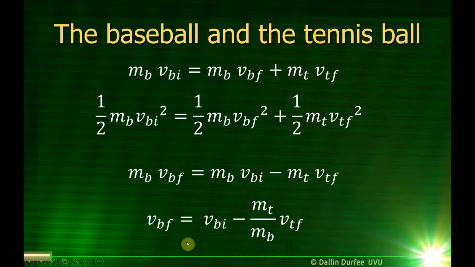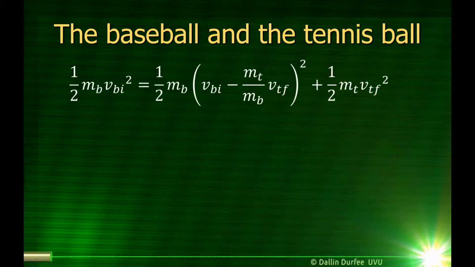And so if I solve for baseball velocity here and plug it into the kinetic energy equation, that will eliminate the final velocity of the baseball in that equation, but leave the final velocity of the tennis ball. So I solve for the baseball velocity here so that I can get rid of it and keep the one that I wanted. So now I'm going to take my kinetic energy equation and stuff this in for the final velocity of the baseball.